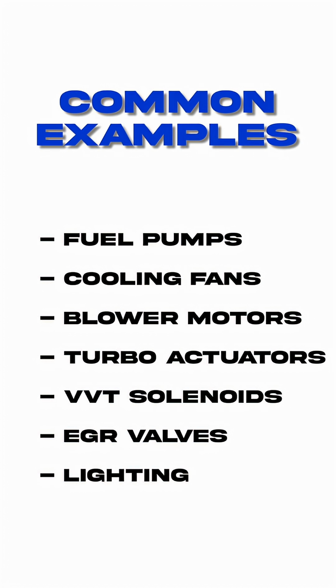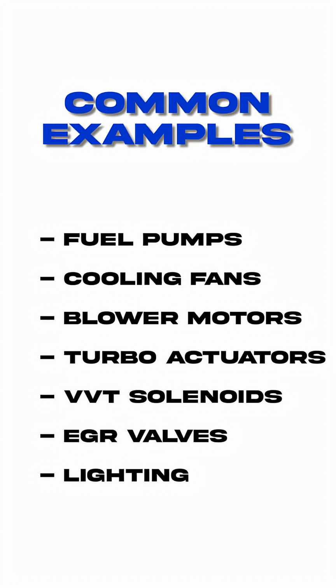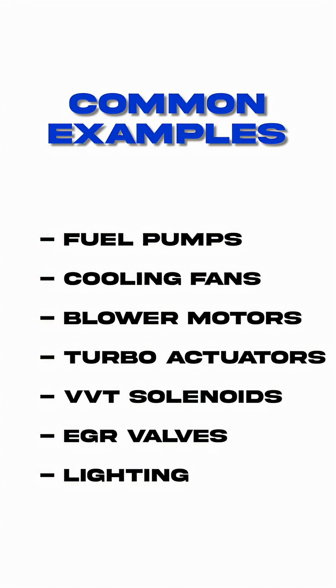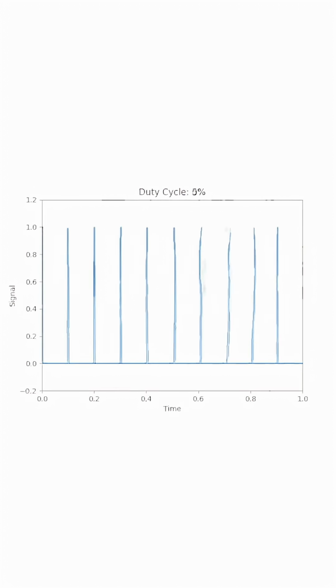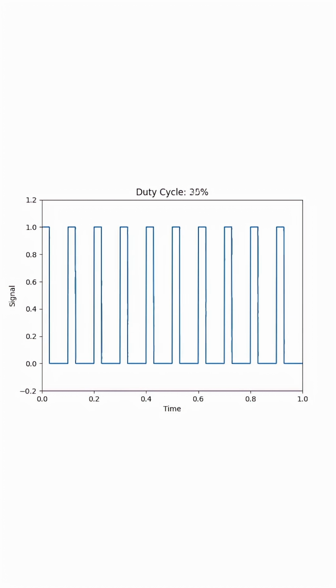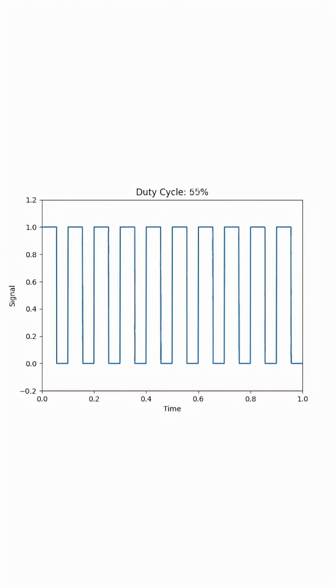PWM is used throughout the vehicle to control a ton of components. Common examples include fuel pumps, cooling fans, blower motors, turbo actuator valves, variable valve timing solenoids, EGR valves, LED headlights, and interior dimming circuits. Pulse width modulation is a method of controlling a circuit or component where voltage is switched on and off rapidly, rather than reducing the voltage to slow a motor or dim a light, for example. The control module sends full system voltage, but adjusts how long it stays on versus off each cycle.